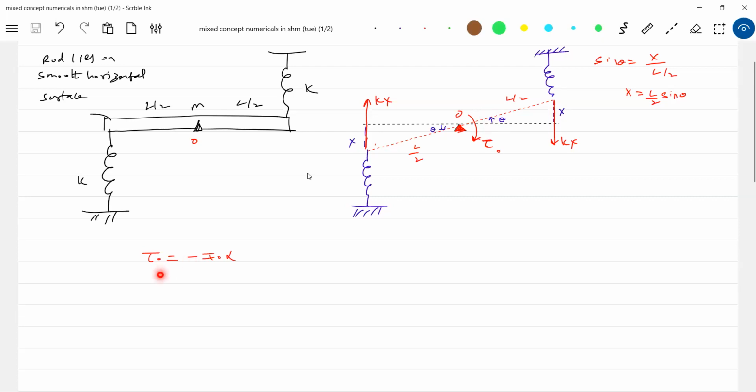So what is the torque? Torque by the spring forces only. This should be equal to 2 into kx into L by 2 cos theta, which should be equal to minus ml square by 12 into alpha. Look at this condition. What can be this distance? L by 2 cos theta. So let me replace the value: 2k times x, equal to L by 2 sine theta, times L by 2 cos theta, equals minus ml square by 12 into alpha.